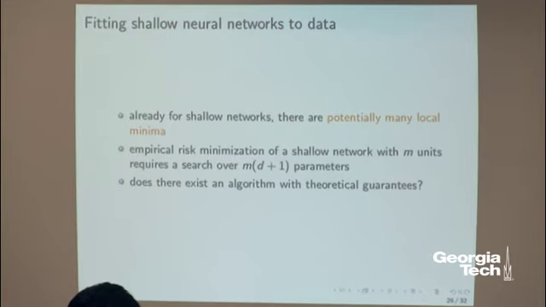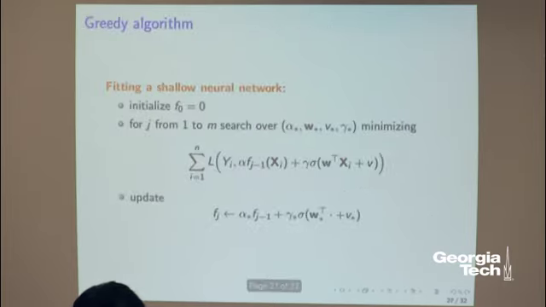And then the question is, can you devise an algorithm which has at least a theoretical guarantee? People have been thinking about this. And so this is a greedy algorithm. What you do is you initialize with the zero network. And in every step, you take the network that you have built up to that moment.